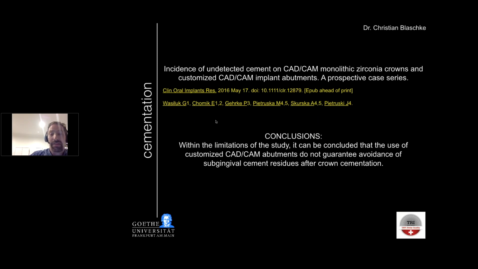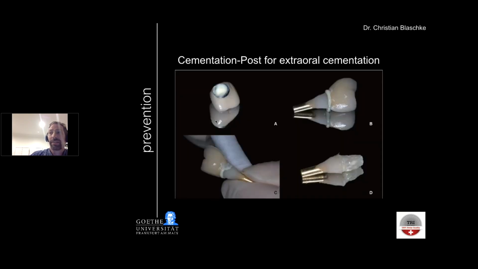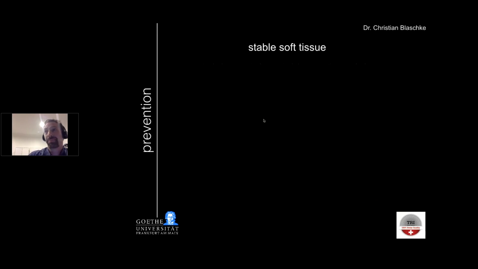So in case a crown needs to be cemented, this is what I say to my referrers: please use a cementation post. A cementation post is nothing else than a copy of the abutment. Your technician can provide this. You fill your crown up with cement, you stick it on the post, you clean it up, you pull the post out again, and then you stick your crown to your implant abutment. By doing this, you greatly reduce the risk of cement.